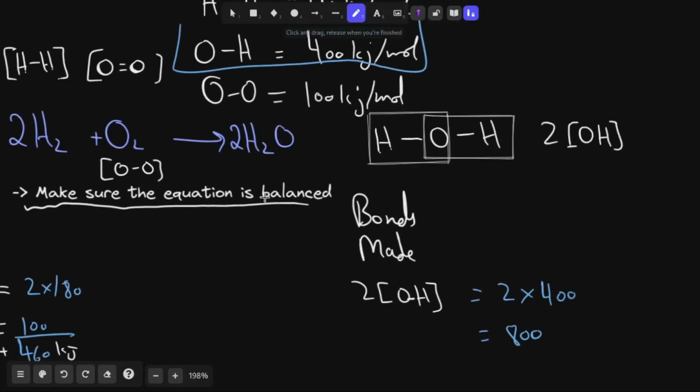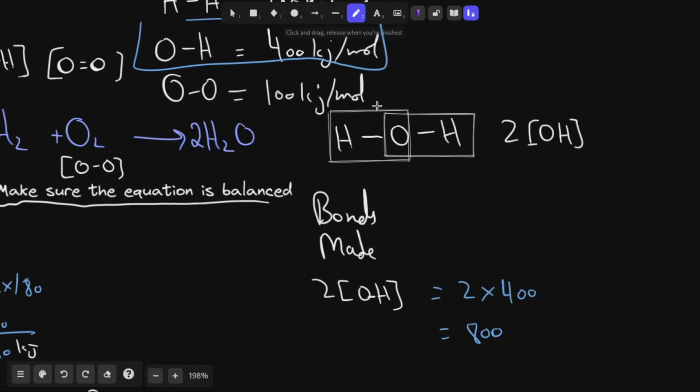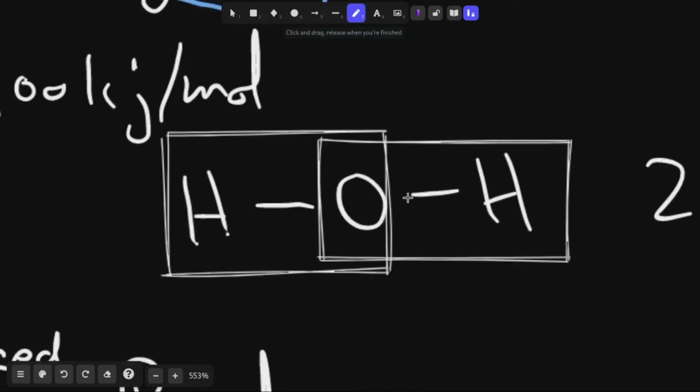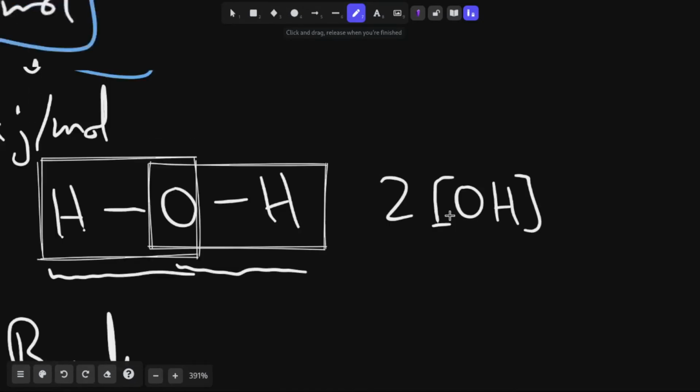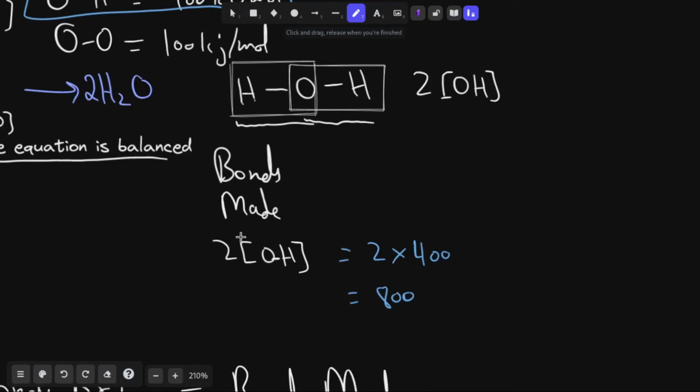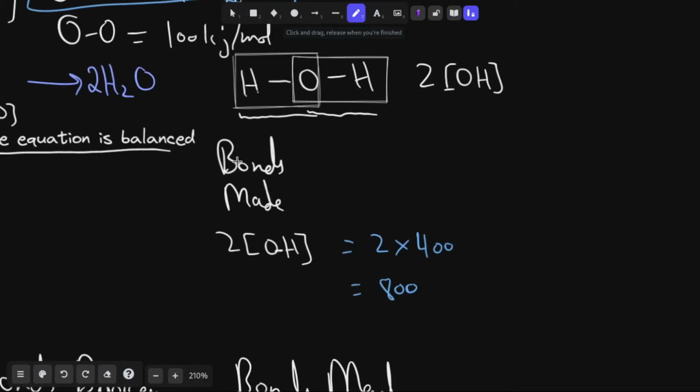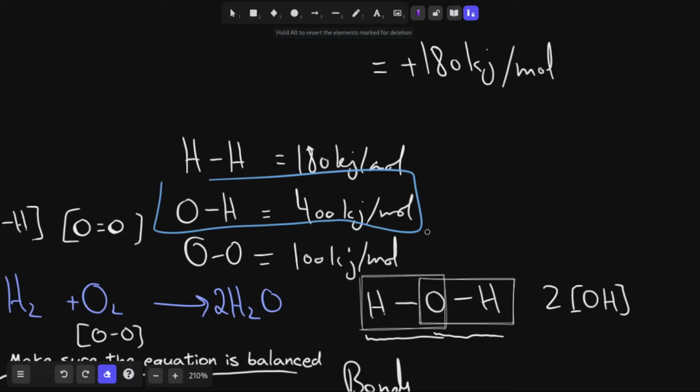Furthermore, the bonds made are OH. You could see that if I would make the structure of H2O, then this is the structure. And as you can see, this entire H2O is just OH and another OH being bonded together. So we would say that two OH bonds were formed, right? And I could describe it as such as well. Bonds made is 2OH, which would mean that I would take the information from this graph.